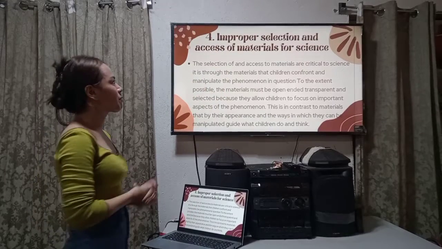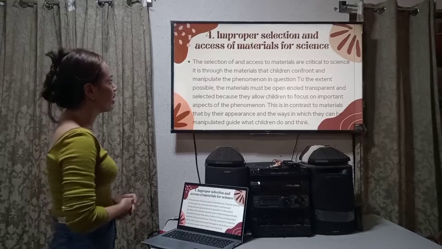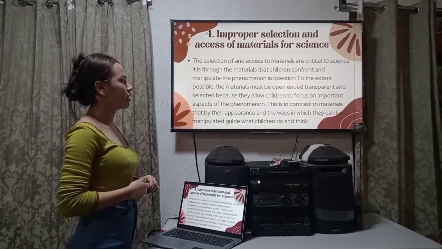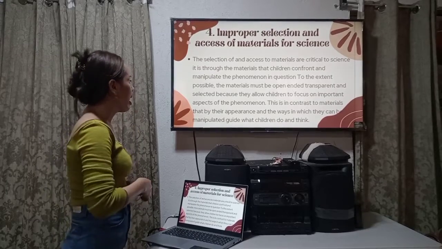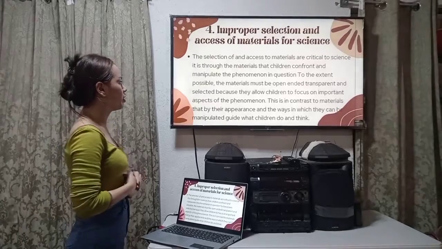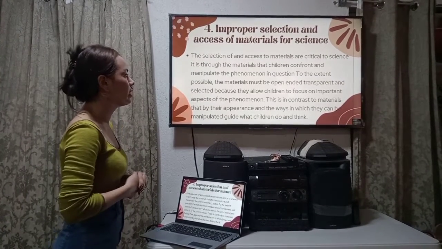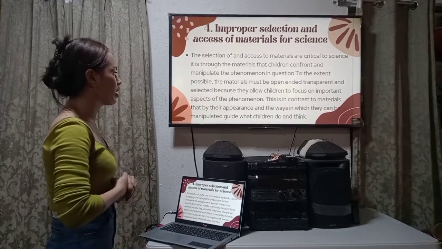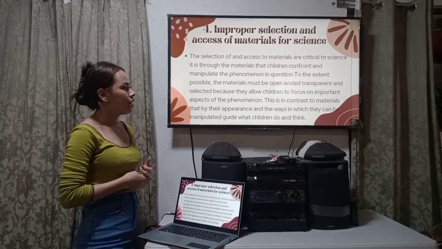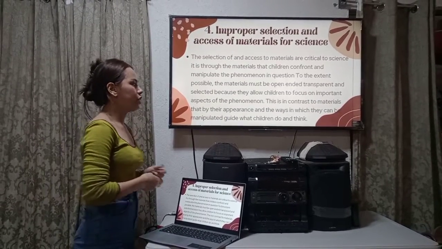So 4 is improper selection and access of materials for science. The selection of and access to materials are critical to science. It is true that children comfortably manipulate the materials and the phenomenon in question to the extent possible. The materials must be open-ended, transparent, and selected because they allow children to focus on an important aspect of the phenomenon. Materials, by their appearance and the ways in which they can be manipulated, guide what children do and think.